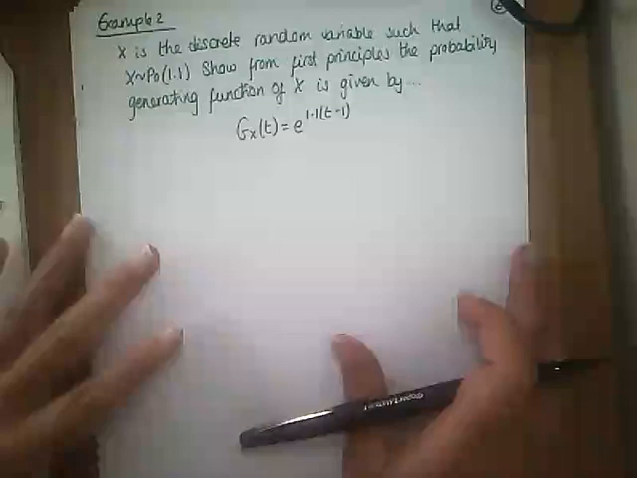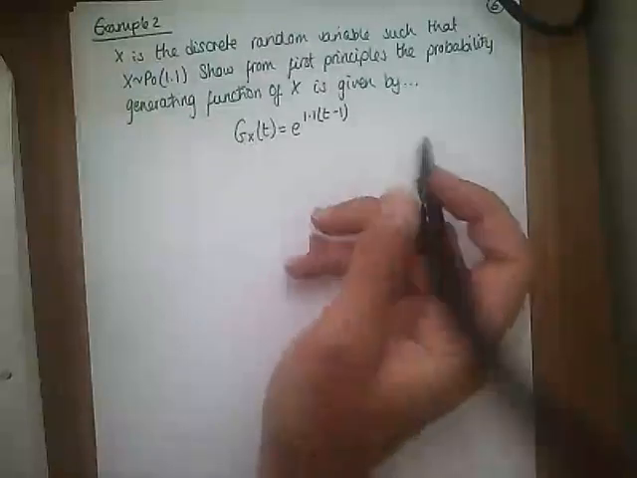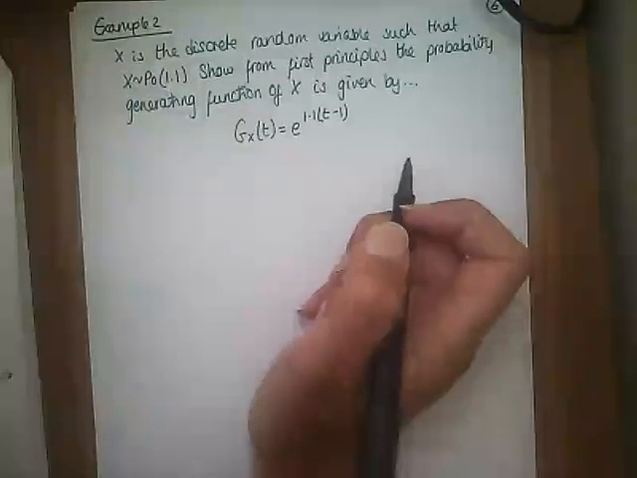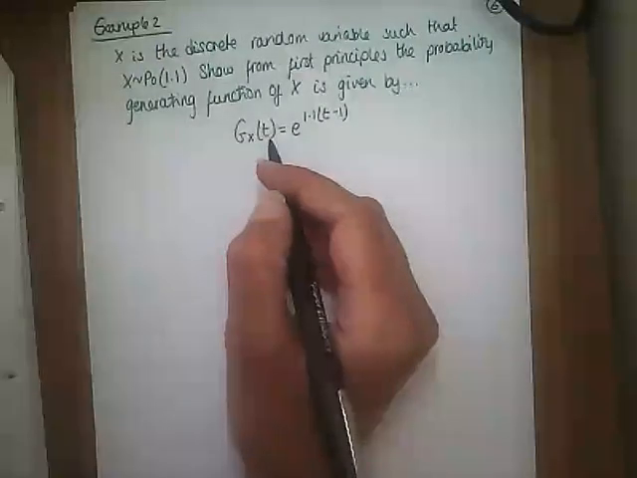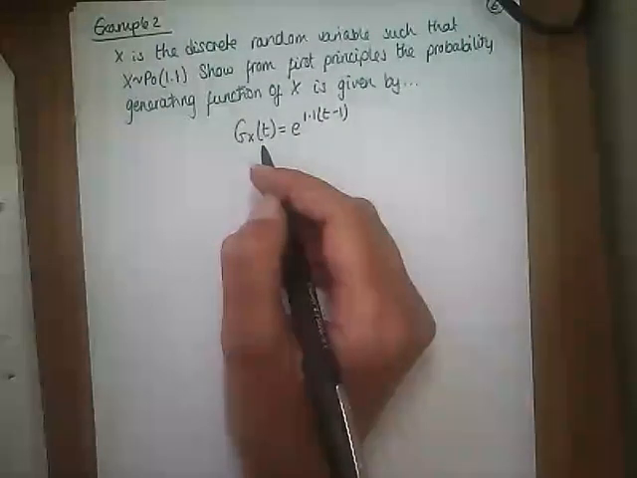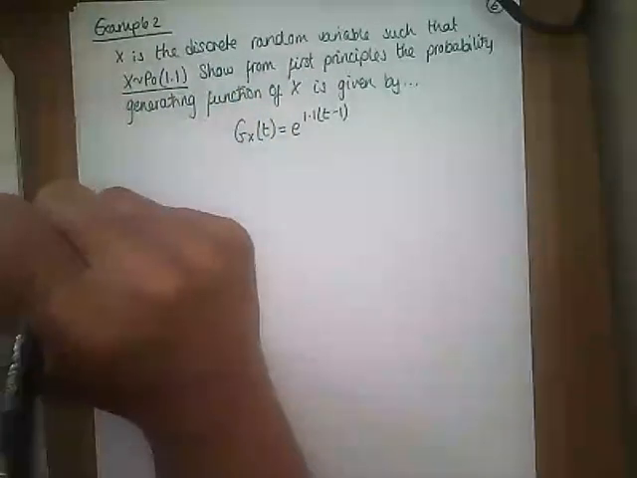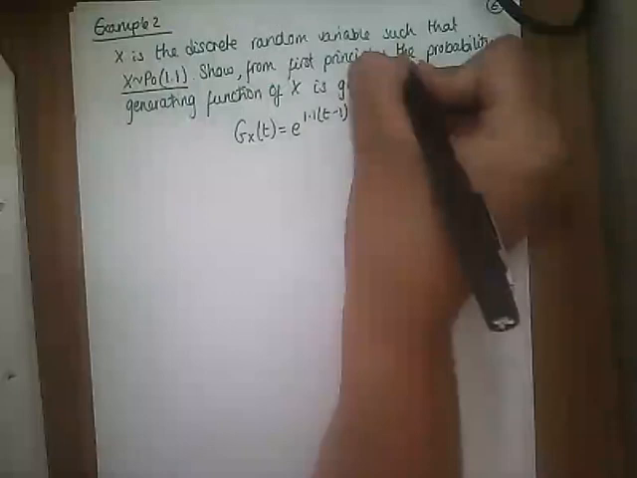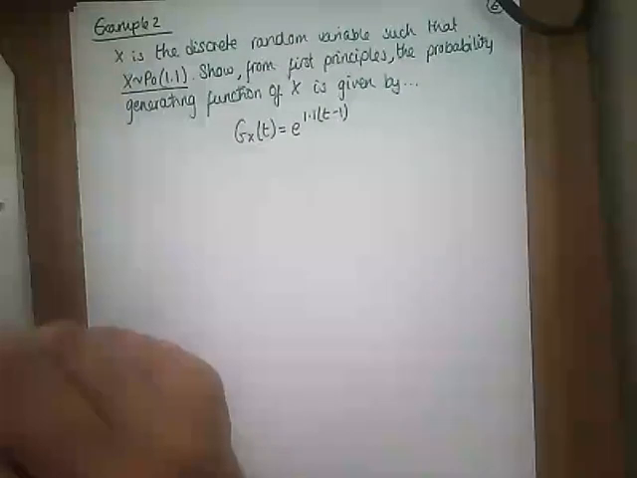Okay, hello. So we are looking at our second standard distribution for PGFs, and we're going to look at the Poisson distribution here. We're going to kick it off with an example. It says X is a discrete random variable such that X is Poisson distributed with a lambda value, a mean, of 1.1. Show from first principles that the probability generating function of X is given by G_X(t) = e^(1.1(t − 1)).